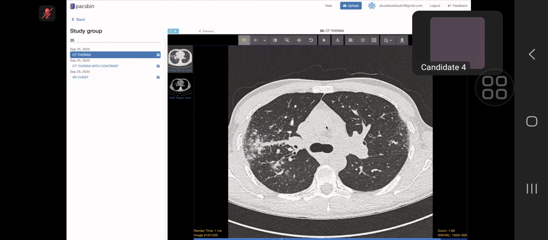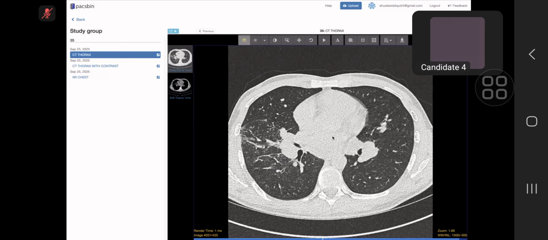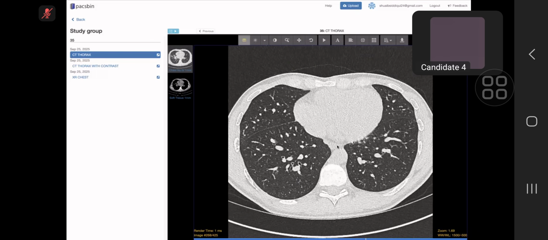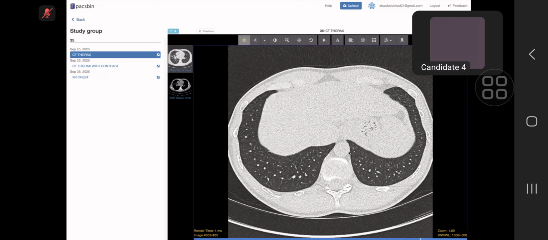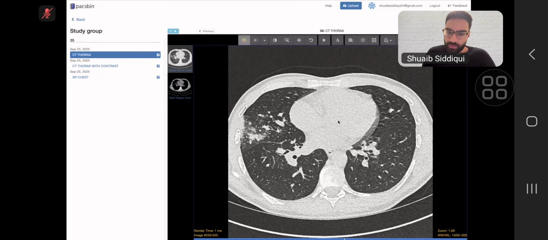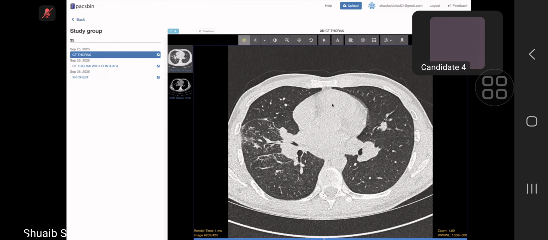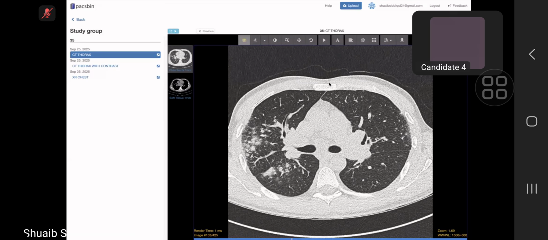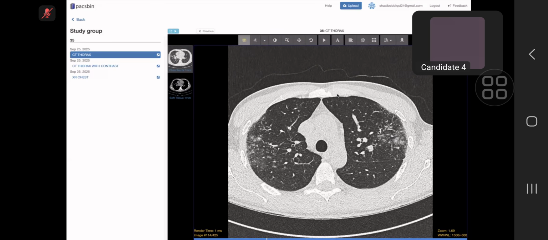So this tree-in-bud opacification has actually increased as compared to the previous CT. So this shows some progression of the pathology. Would you describe this as definitely tree-in-bud? There is ground glass as well as tree-in-bud, and there are some confluent areas of airspace opacification as well that can be seen now.